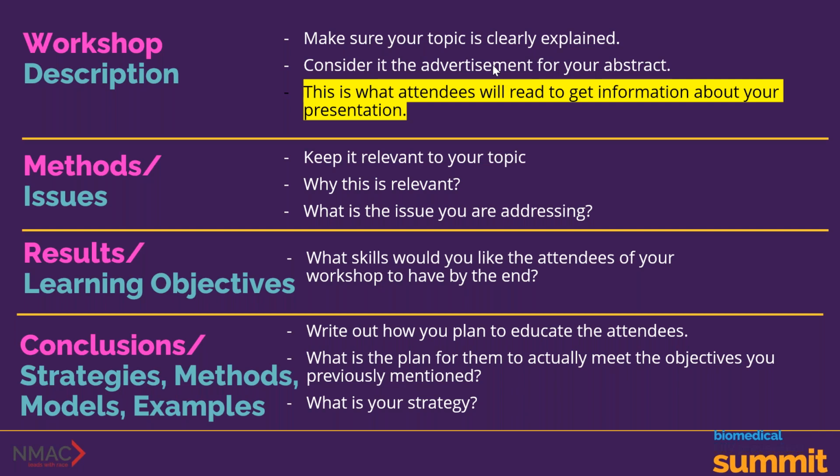So again, going back to the content of your abstract, this is what we're looking for in the four major parts of your abstract as you write them. First, you'll see the workshop description, whether it's scientific or community-based. We want to make sure that your topic is clearly explained. Consider it to be like an advertisement for your abstract. What do you want people to understand or know about your topic right off the bat?